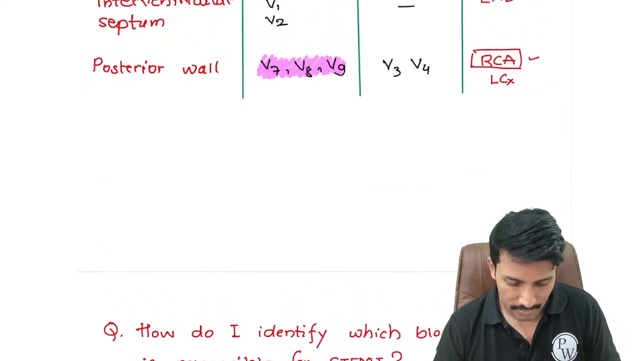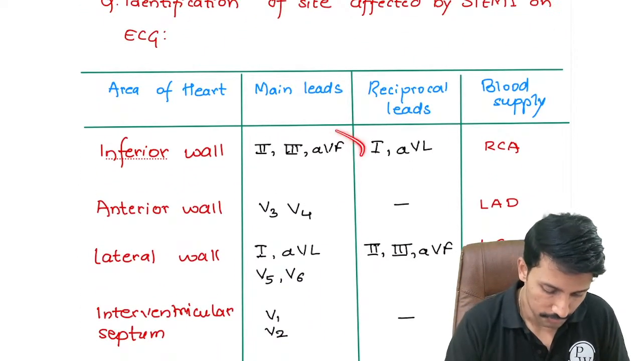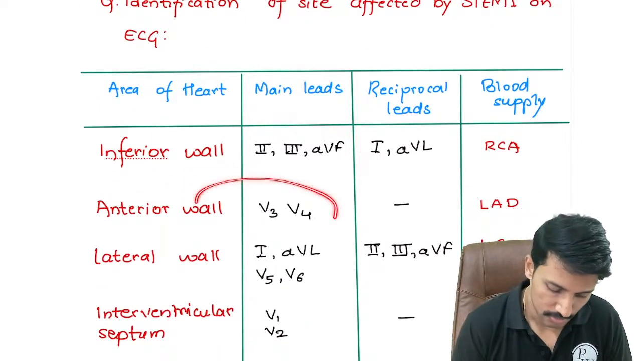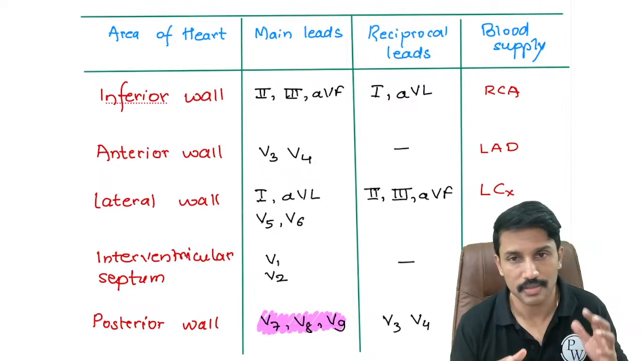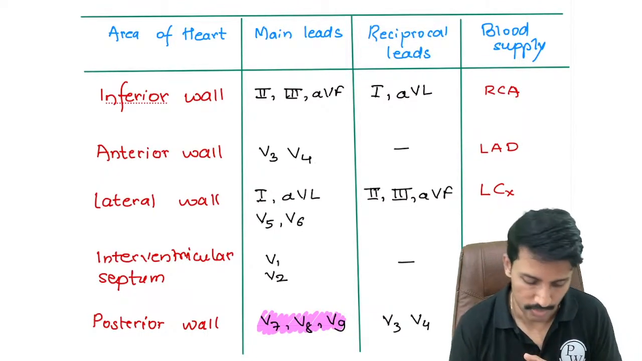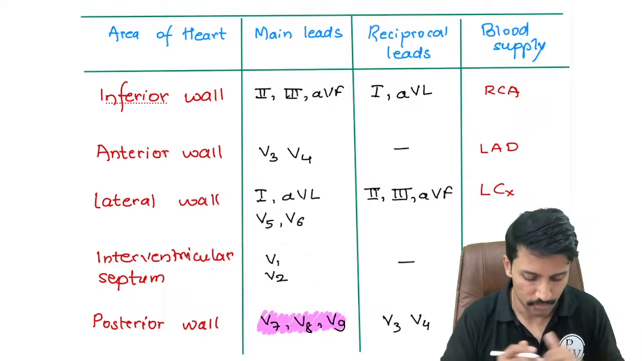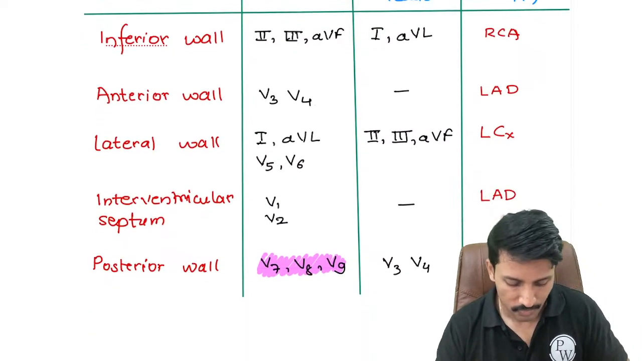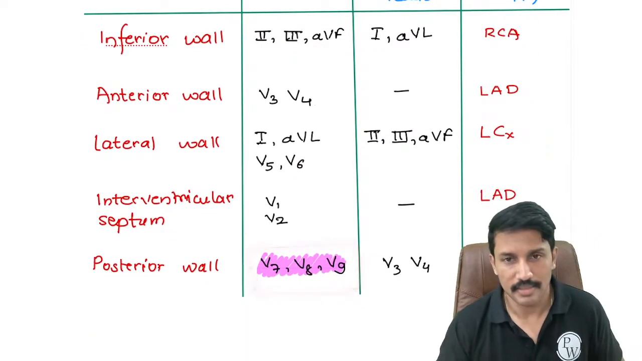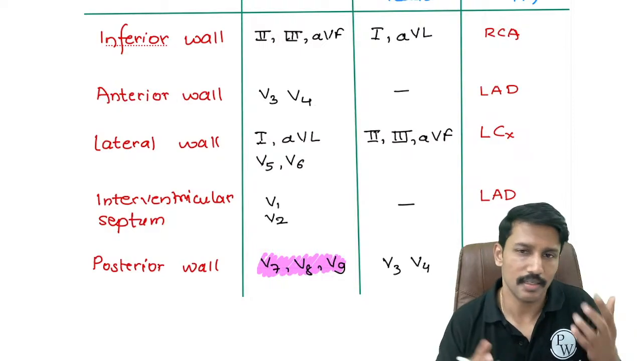Sir, if I get ST elevation in 2, 3, aVF, I know it is inferior wall MI. If I get ST elevation in V3, V4, I know it is the anterior wall MI. I, aVL, V5, it is lateral. V1, V2, it is interventricular septum. But posterior, I have not placed leads, and until and unless I place leads, I will not get to know.